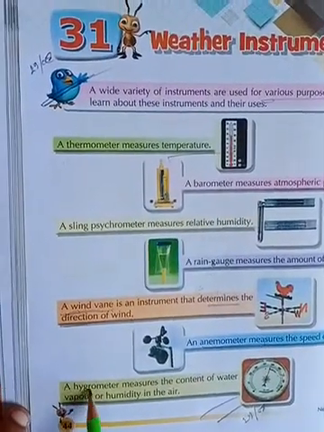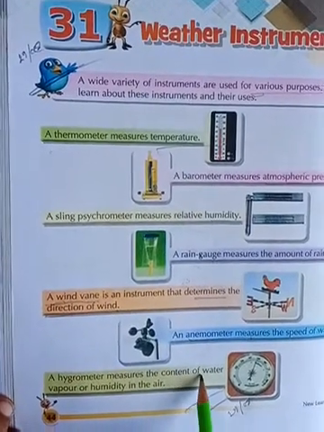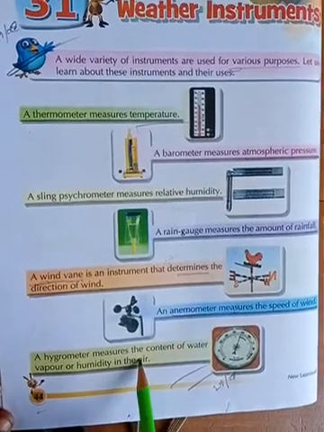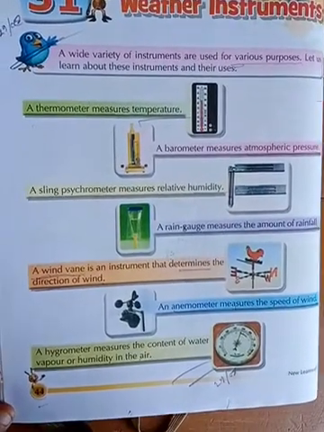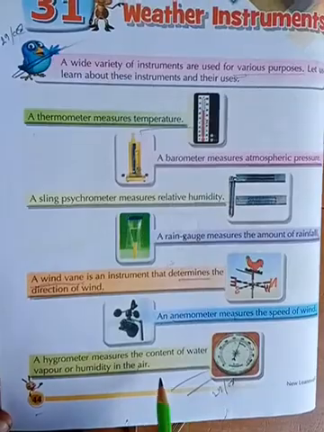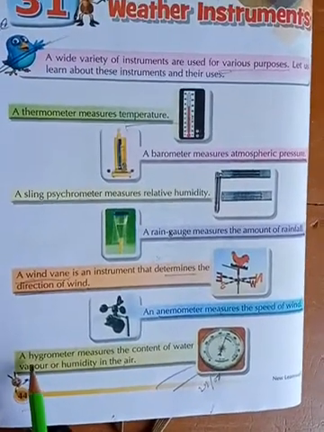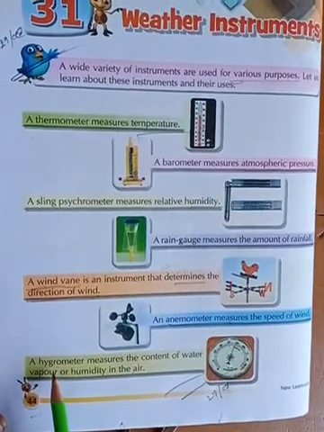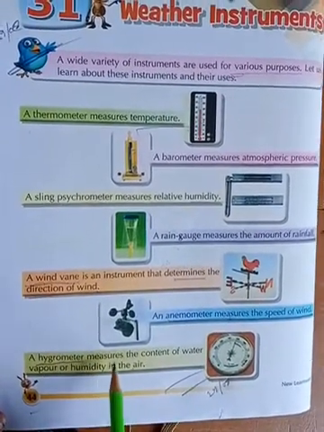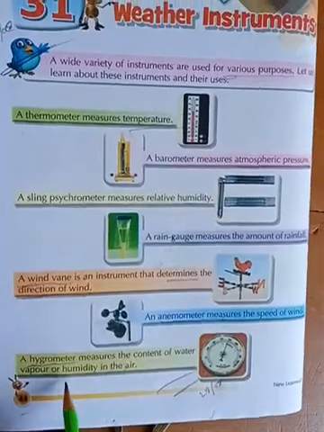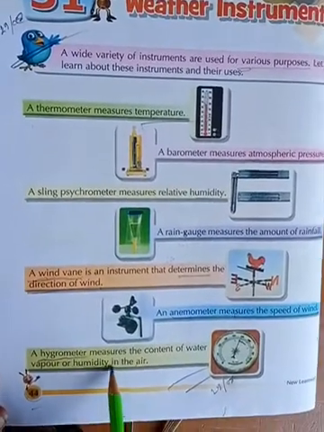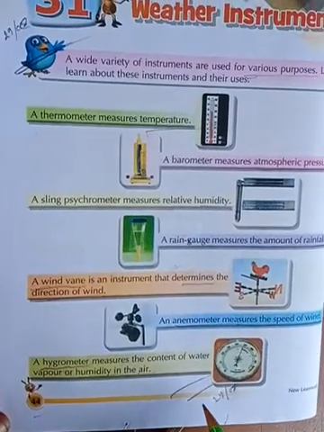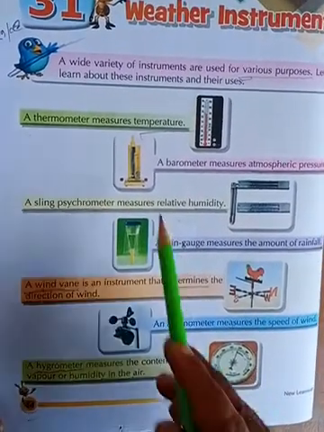At last, the hygrometer measures the content of water vapor, or the humidity in the air. That means how much humidity is in the air, we can measure it by the instrument of hygrometer. By the instrument of hygrometer we can measure the humidity in the air. Okay, so these are all about this chapter, so you should learn.